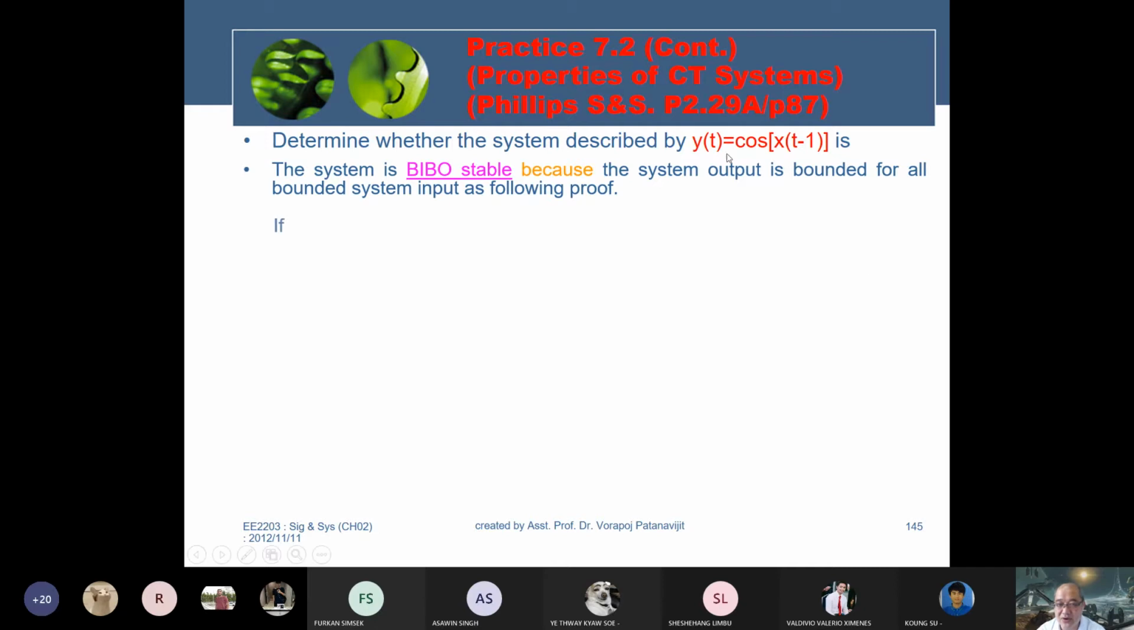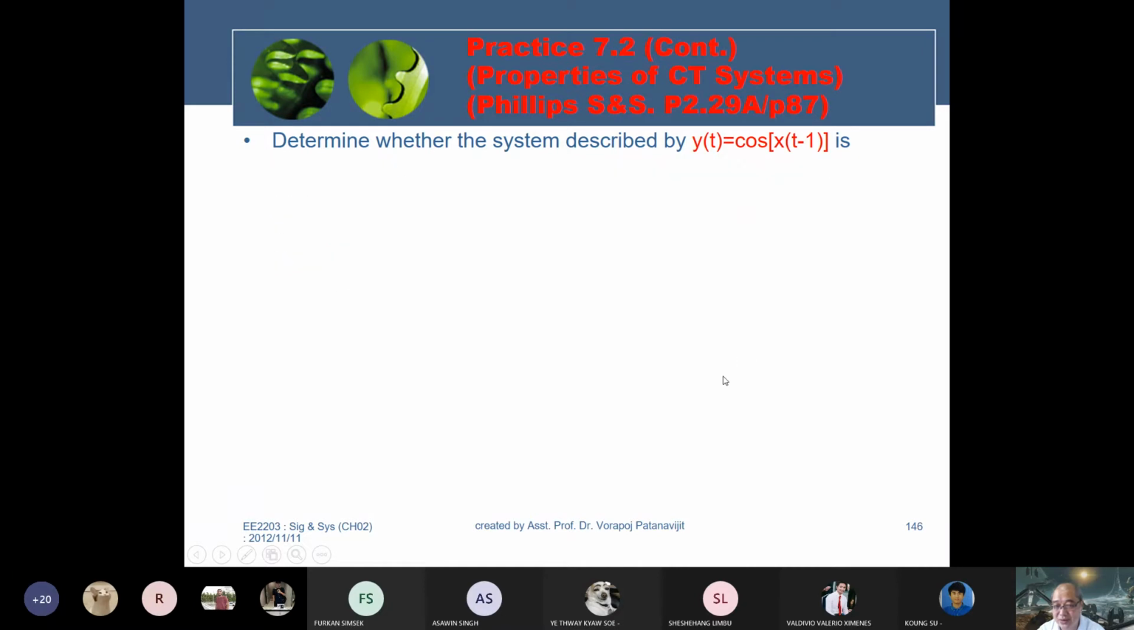That you can prove in the following steps. You know that if the input is bounded, maybe very high but finite, less than M, but you know that the output of cosine must be between -1 and 1, right? Therefore, the magnitude of it will be between 0 and 1, or we can conclude that it must be less than or equal to 1.